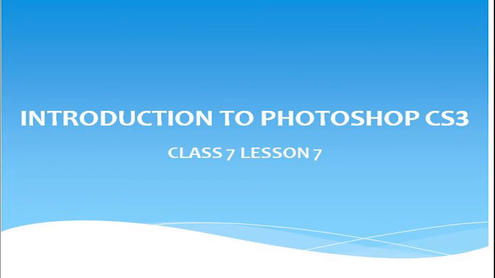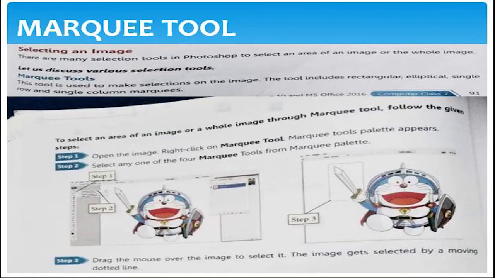Today we are going to discuss Introduction to Photoshop CS3, Class 7, Lesson 7. Our next topic is the first tool, the Marquee tool. Selecting an image: there are many selection tools in Photoshop to select an image, an area of an image, or the whole image. Let us discuss various selection tools. First one is the Marquee tools.